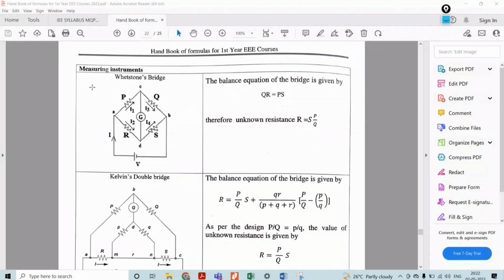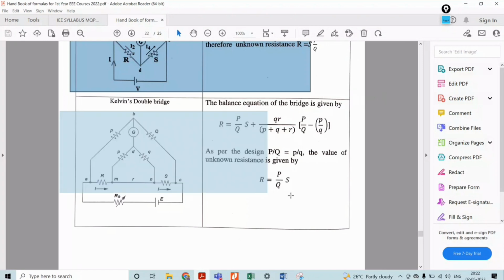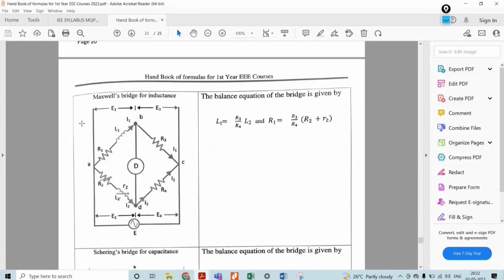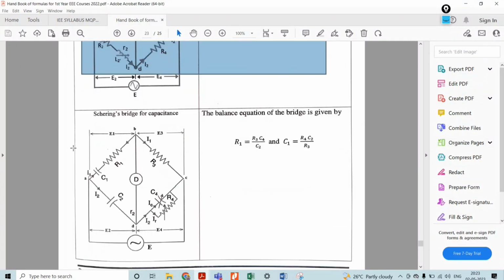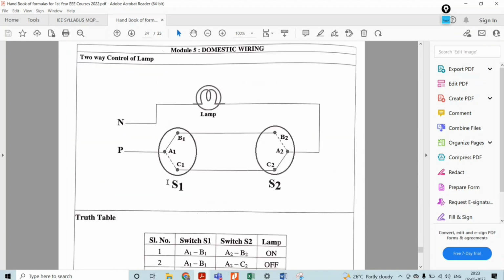This is not required. This is not in your syllabus. Don't concentrate, leave all these things. What I am explaining, those things you can concentrate on.